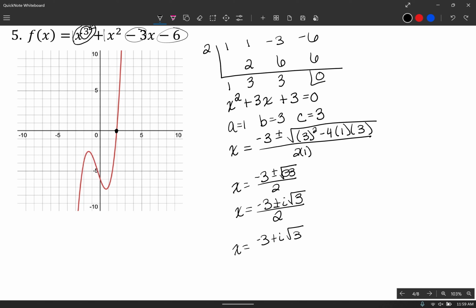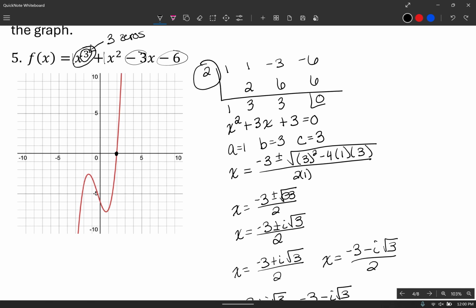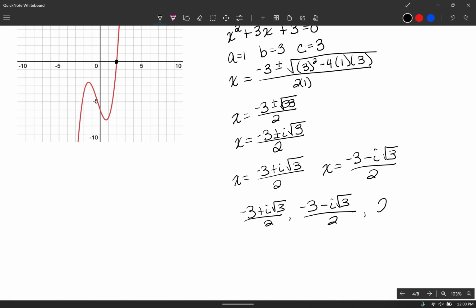I have negative 3 plus i square root of 3, I left off my little negative there, divided by 2. And I also have x equals negative 3 minus i square root of 3 over 2. So my answers will be negative 3 plus i square root of 3 over 2, negative 3 minus i square root of 3 over 2. And then let's not forget that we had one other answer, which was 2. And now you have your 3 answers.